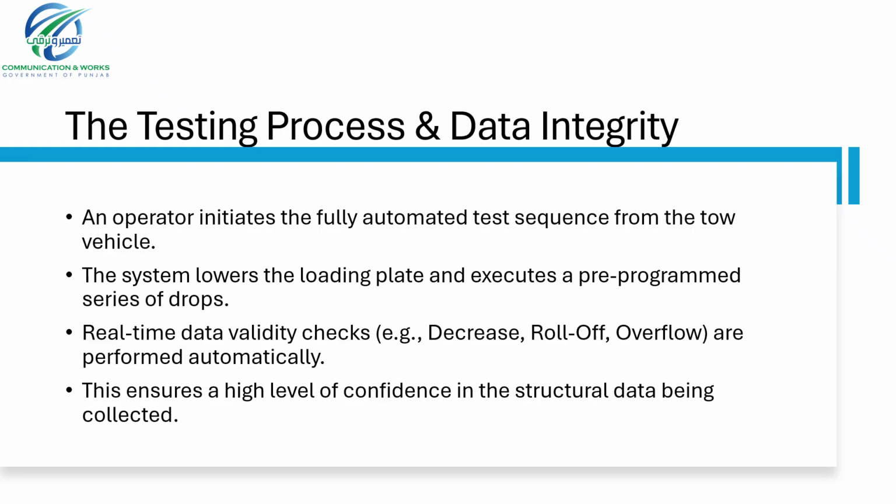As all this data is collected, the system performs several automated validity checks in real time to ensure data integrity. These include a decrease check, which verifies that deflections decrease as the distance from the load increases, flagging irregularities in the pavement or sensor readings. Second is the roll-off check, ensuring that the deflection signals return towards zero correctly after the load pulse, which can identify unstable sensor conditions. And an overflow check, which alerts the operator if any deflection measurement exceeds the sensor's physical range. These integrated quality assurance features provide a high degree of confidence in the final data set.